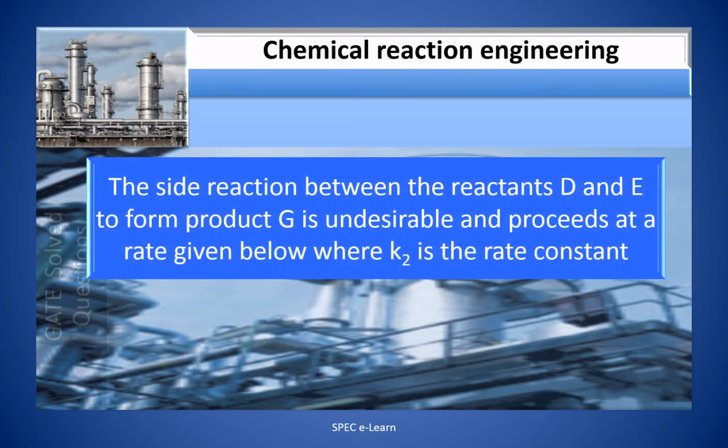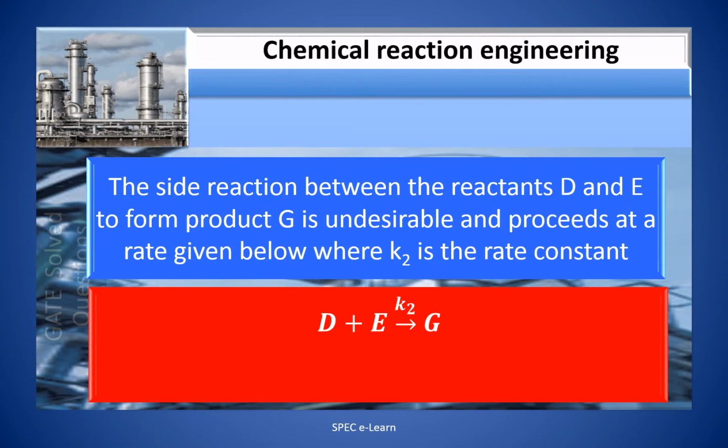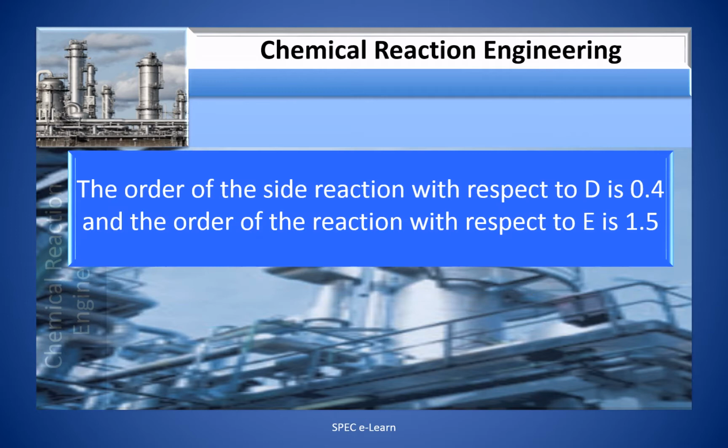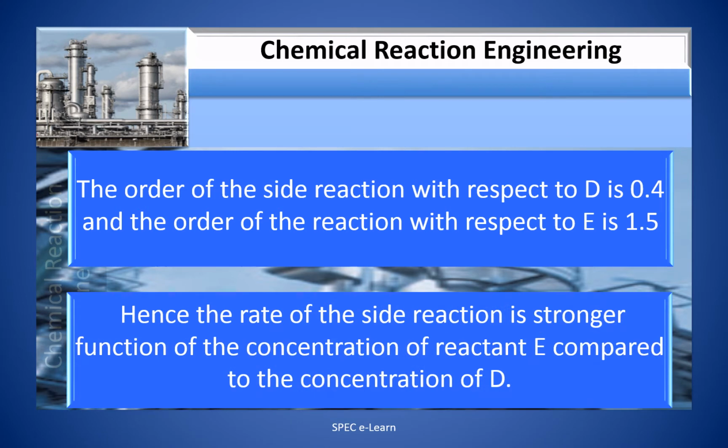The side reaction between the reactants D and E to form product G is undesirable and proceeds at a rate given below, where K2 is the rate constant, D plus E forming G with RG equal to K2 times CD to the power 0.4 times CE to the power 1.5. The order of the side reaction with respect to D is 0.4 and the order of the reaction with respect to E is 1.5. Hence, the rate of the side reaction is a stronger function of the concentration of reactant E compared to the concentration of D.